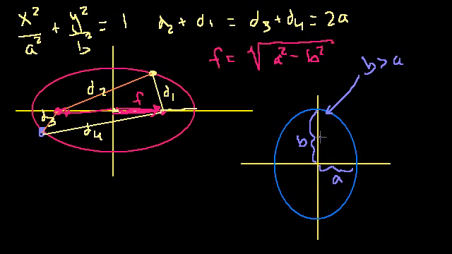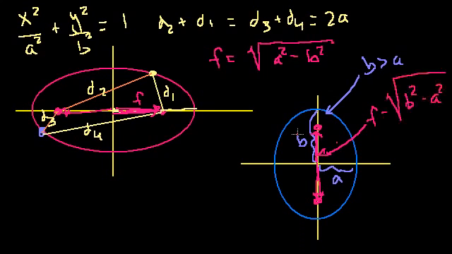In this case, the foci are always going to lie along the major axis, and in this case the major axis is the vertical axis. So the foci are going to sit here and here. The focal lengths are going to be vertical down from the origin and vertical up from the origin. Instead of a squared minus b squared, since b is larger than a, the focal length is going to be the square root of b squared minus a squared. Fair enough.